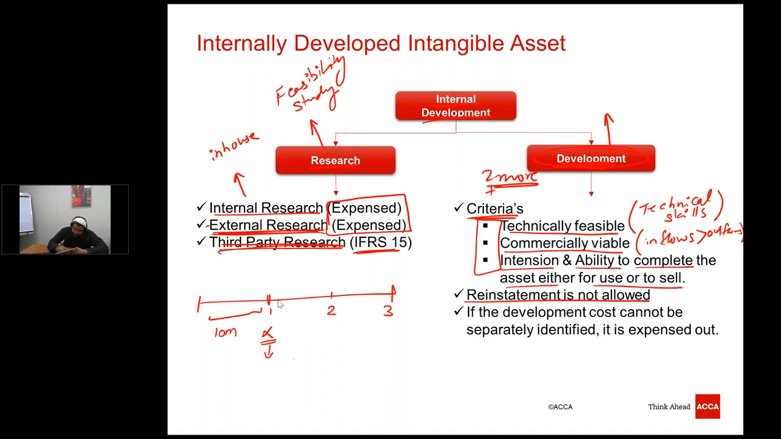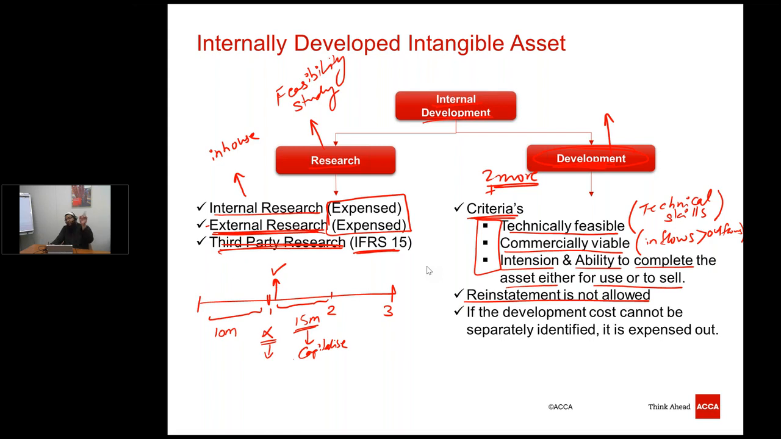But let's suppose at the start of year 2, the estimate changes and now the criteria are being met. And we have incurred $15 million in year 2. So as the criteria are met, we are going to capitalize.